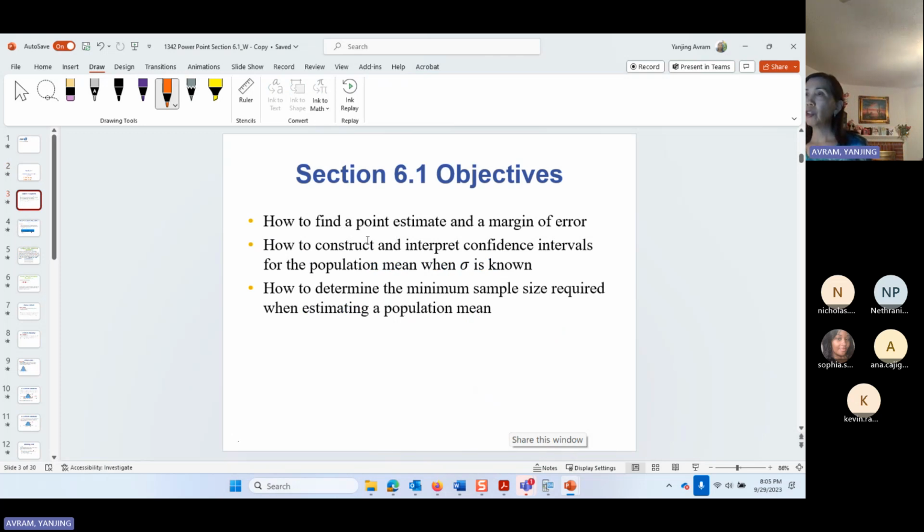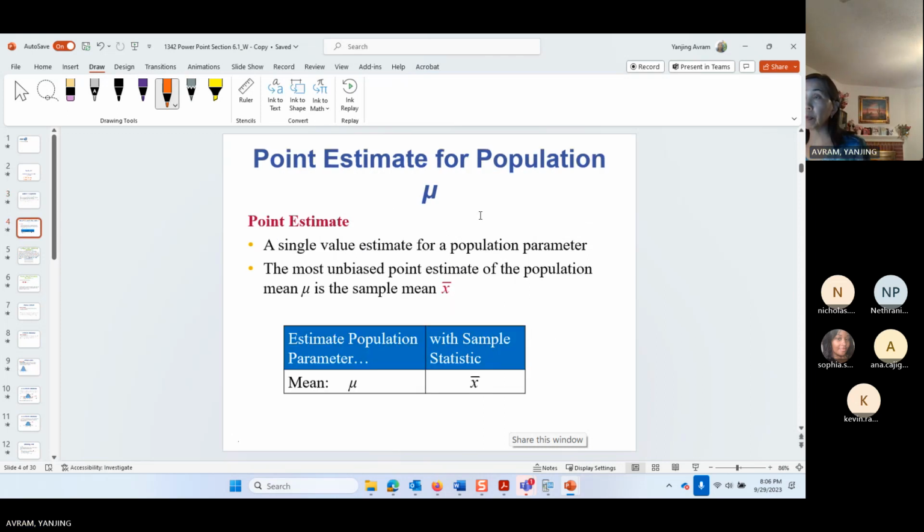So first, we want to find the point estimate and the margin of error. Construct and interpret a confidence interval when sigma is known, and determine the minimum sample size required to estimate the population mean. Basically, that is the objective for this section. Point estimate for the population: what is the best point estimate for the population mean?